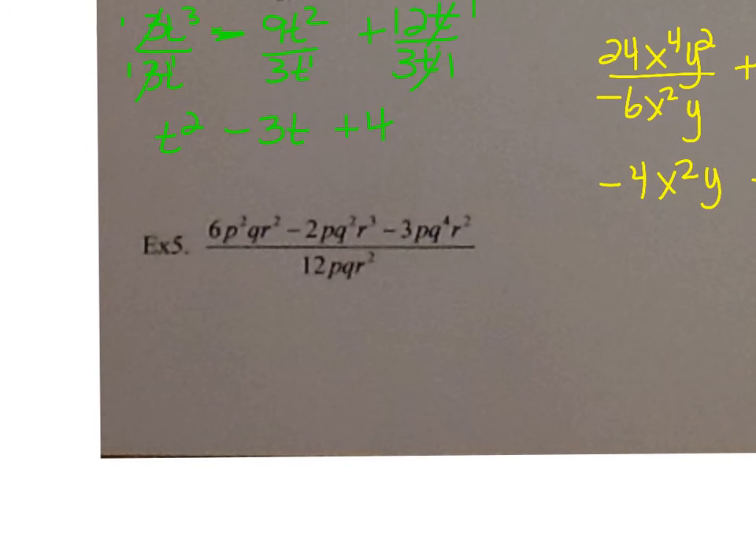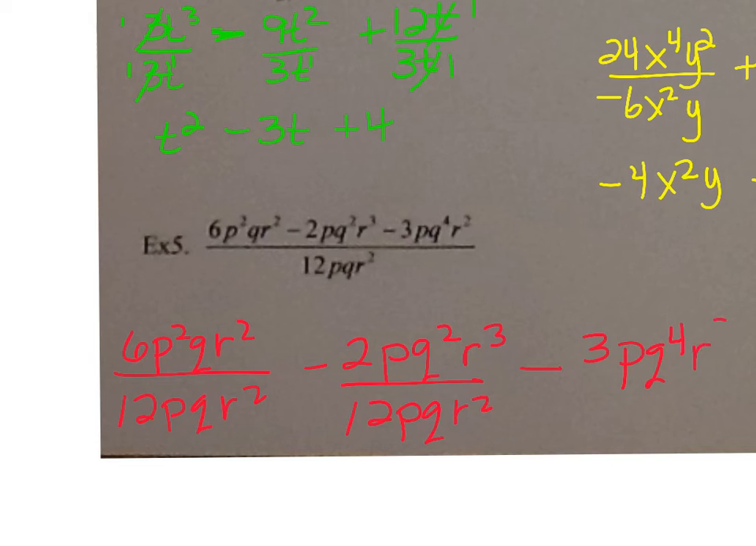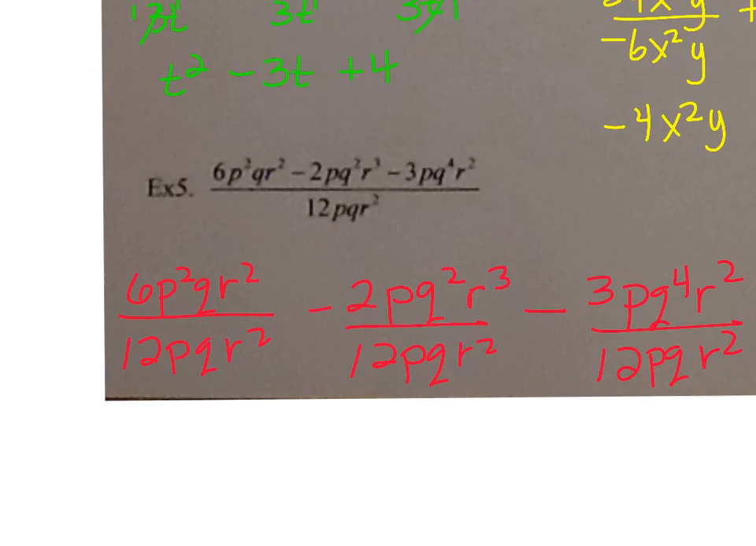Okay, this looks good. All right, last problem here. So we have 6p squared q r squared over 12p q r squared minus 2p q squared r to the third over 12p q r squared. And then we have minus 3p q to the fourth r squared over 12p q r squared. All right, so it looks like a lot, but we just take it a little bit at a time here.